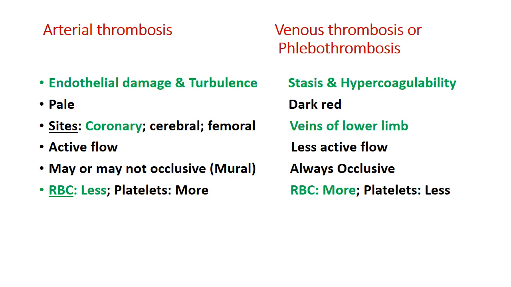But in case of venous thrombus, as it is formed within the less active flow, there is greater possibility for more number of RBCs getting entrapped. So that's why more RBCs, and platelets will be less. So that makes the thrombus look like dark red.